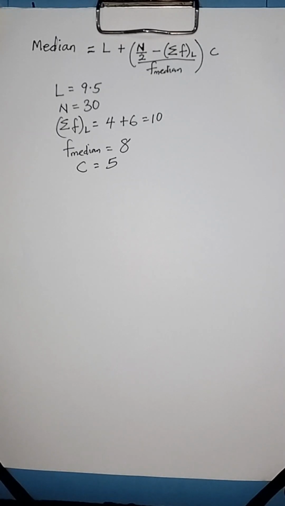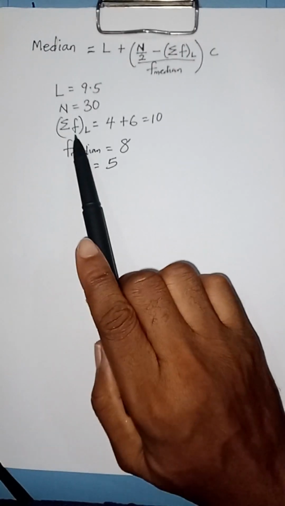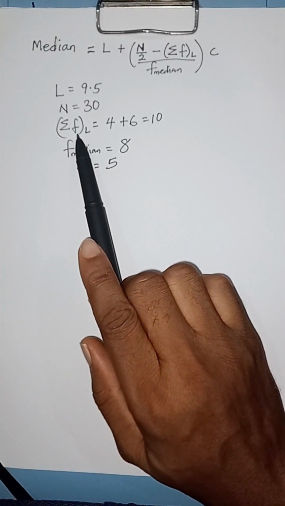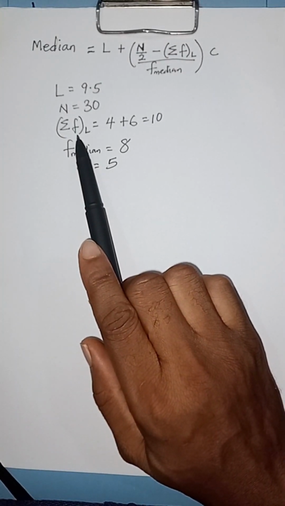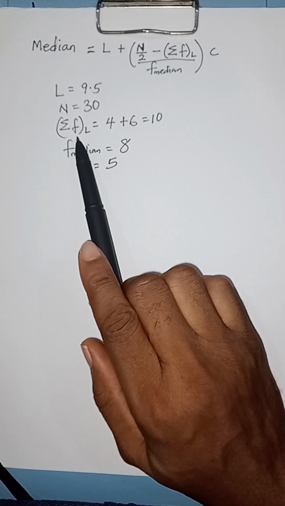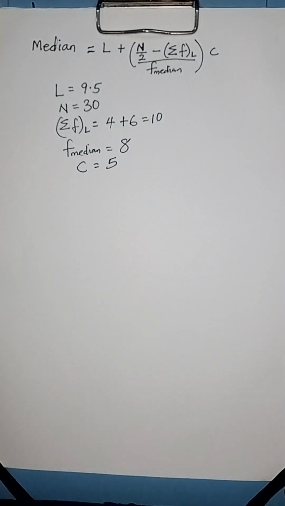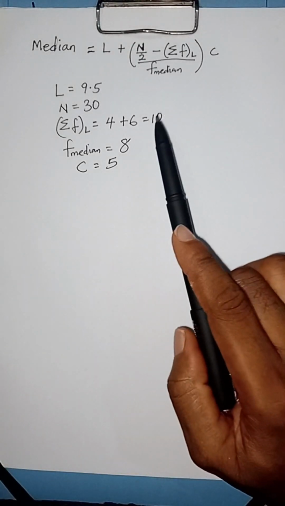If you write out the table I gave to you, you'll notice that the median interval is 10 to 14 and the frequency is 8. So what we need to do here to get the summation of the frequencies, which is the sum of all the frequencies of the class intervals lower than the median class, is to add all the frequencies before the frequency of the median class. The frequencies you have before the frequency of the median class are 4 and 6. So 4 plus 6 will give you 10.